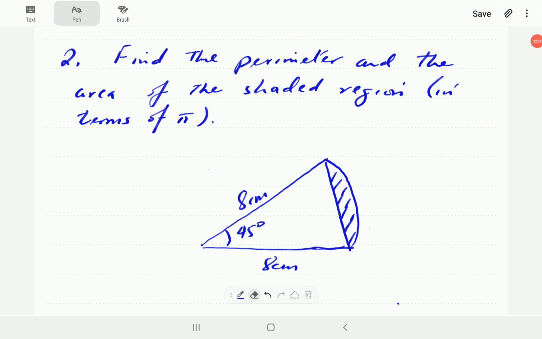Alright, let's give you an exercise to work on. In this exercise, you have a sector of radius 8 centimeters, angle 45 degrees. We want the area of the shaded region and also the perimeter of the shaded region. Please pause the video, have a go, and then you can continue the video to check and compare with our answer.